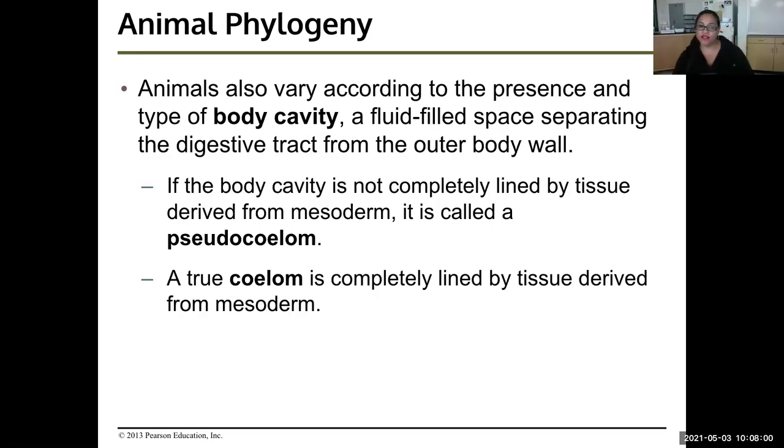If the body cavity is not completely lined by tissue derived from mesoderm, it's called a pseudocoelom. Prefix pseudo means fake or false. And then a true coelom is completely lined by tissue derived from mesoderm. So the official science name of a body cavity is a coelom, C-O-E-L-O-M. Some animals have that body cavity. They're called coelomates. Some animals do not. Some animals have an in-between.